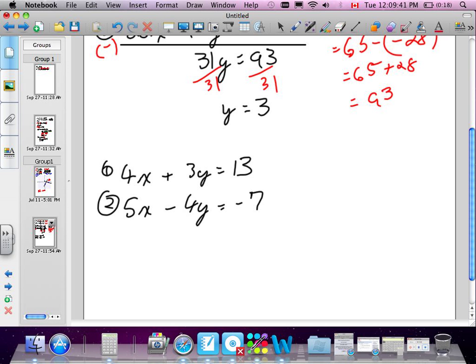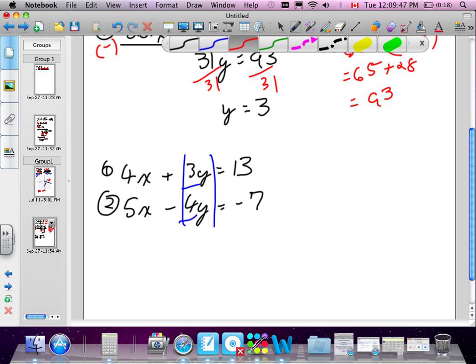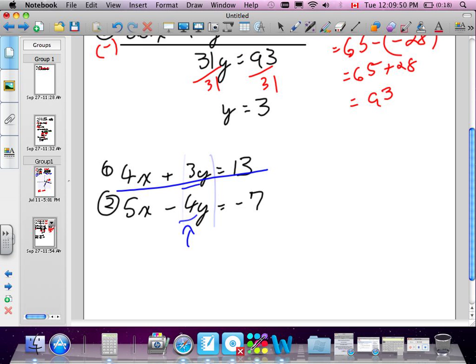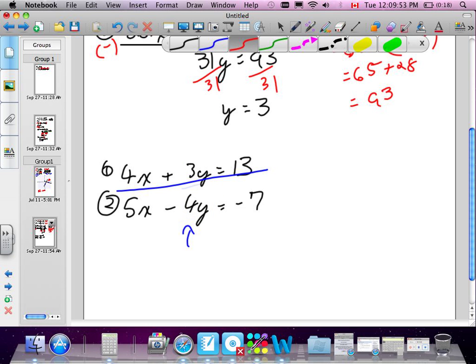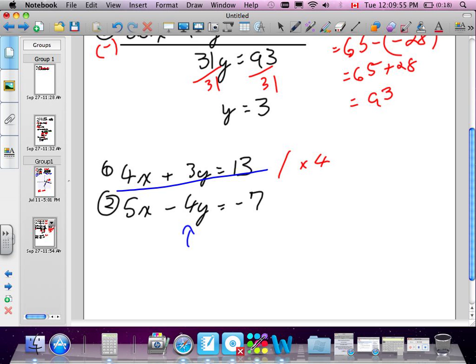Once again, I need the coefficients to be the same. I want to eliminate the y's this time. So I'm going to multiply the first equation by the opposite equation's coefficient, which is 4. And I'll multiply the second equation by the opposite equation's coefficient, which is 3. So I multiply all of these by 4, and each term by 3 in the second one.